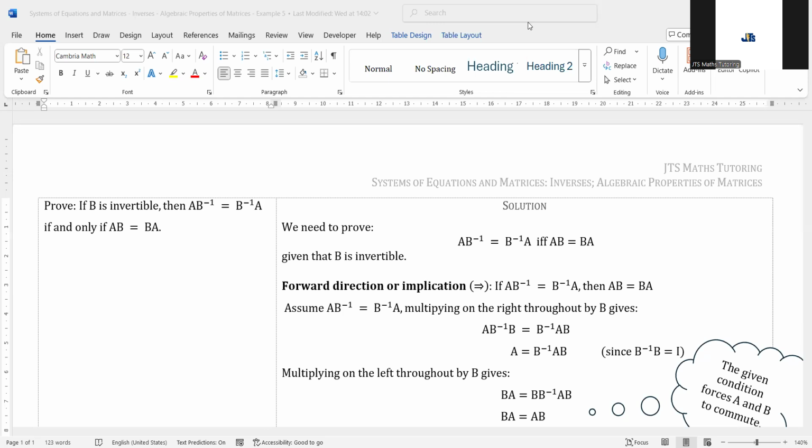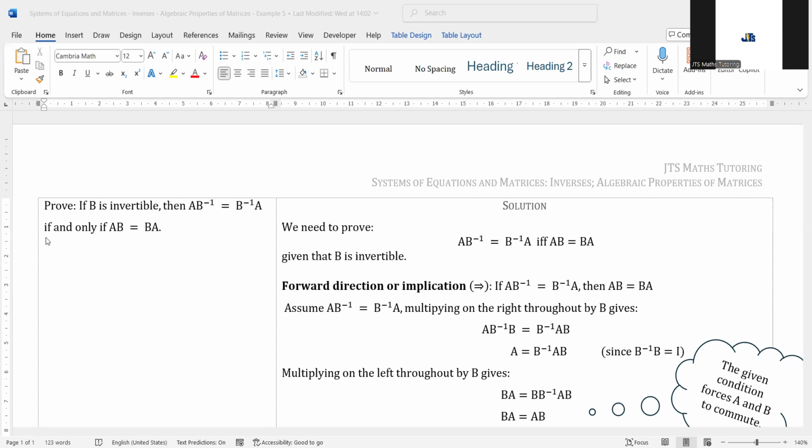We are continuing with our algebraic properties of matrices. We are still looking at inverses. Proof: if B is invertible, then AB inverse is equal to B inverse A if and only if AB is equal to BA. Wonderful. So this is what we need to prove, right?